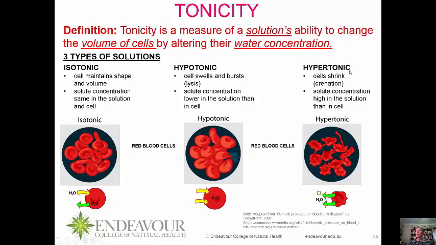If there's a hypertonic solution around the cells, what happens there? The cells shrink, which is called crenation. There's a higher solute concentration in the solution than in the cell, so water moves out. More water moves out of the cell than stays in it. If you take water out, the cell will shrink, shrivel up and die. Okay, so that's tonicity.